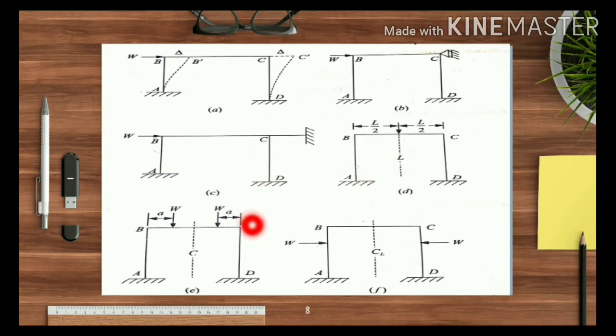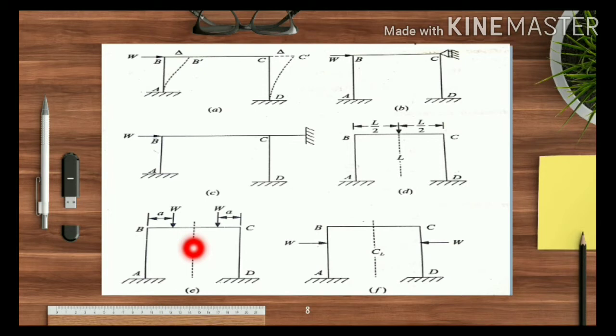Similarly, consider figure E. Here also there is a concentrated load W acting at a distance A from the joint B. Similarly, one more load is acting at a distance A from C. When we consider a section here, the left hand side and right hand side of this frame will be symmetrical.